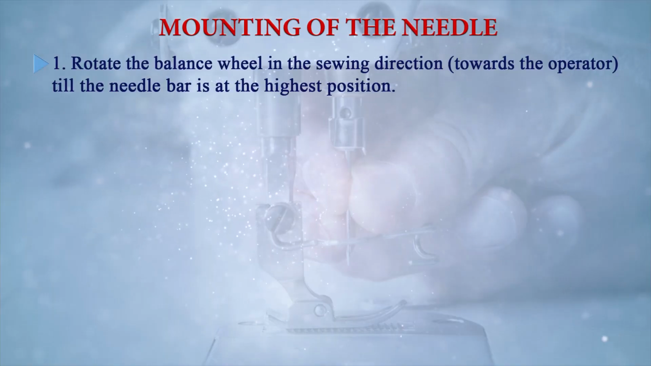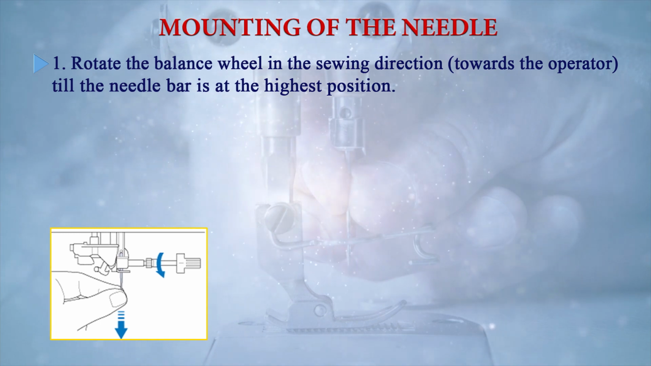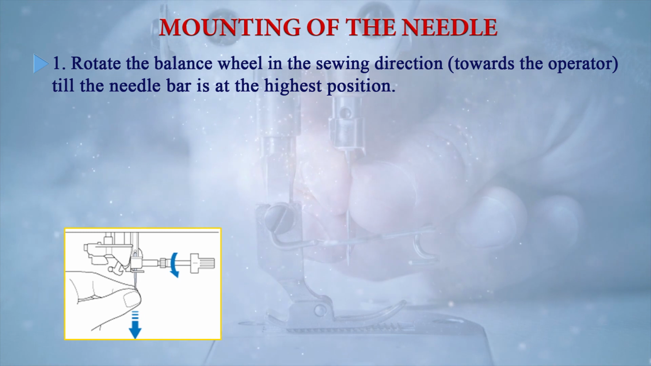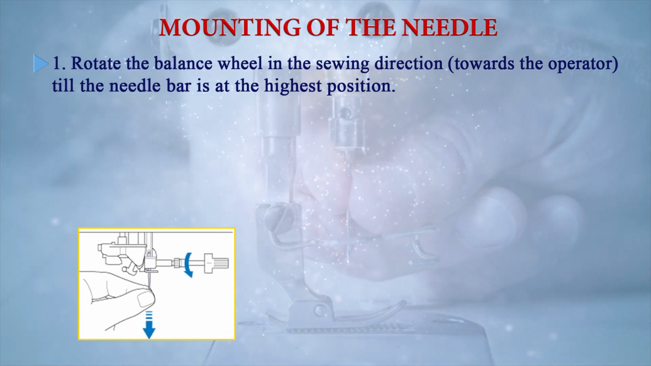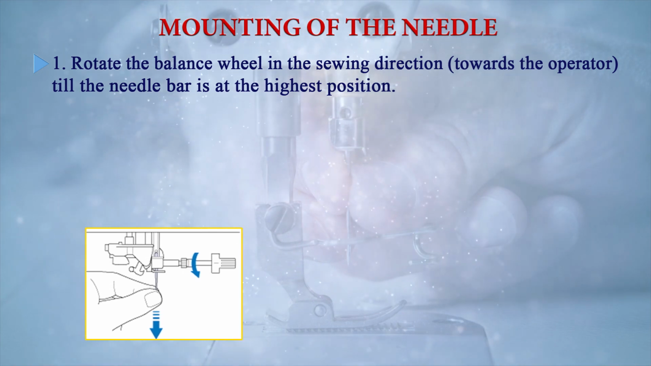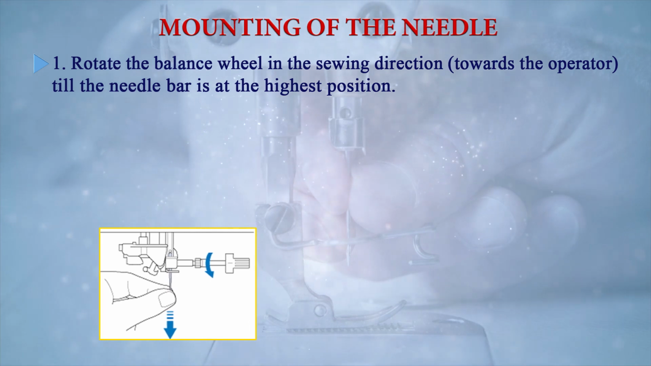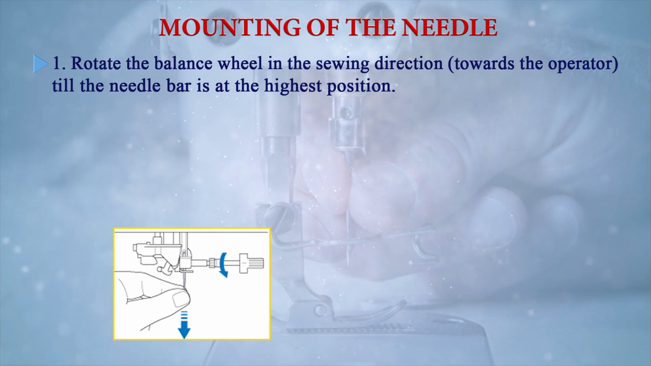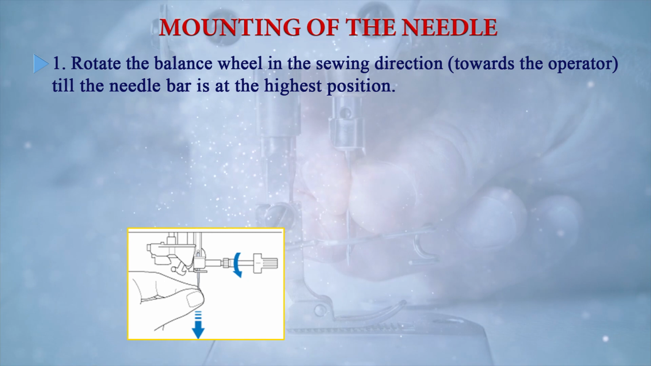So how will we do it? We will just rotate the balance wheel. When you see the sewing machine in front of you, on the right side of the machine there is a round circle thing, which is called the balance wheel. So rotate the balance wheel in the sewing direction, towards the operator, like you just rotate it towards you, till the needle bar is at the highest position.